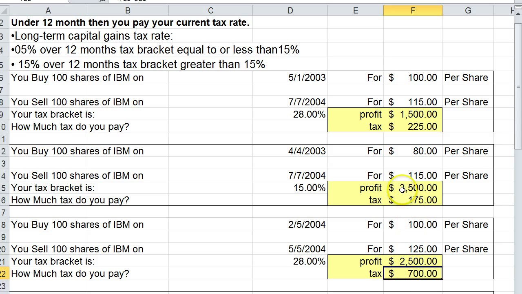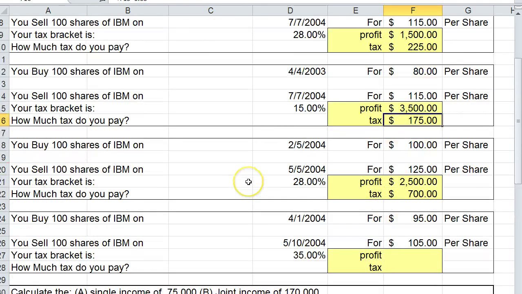Well, here I made much more and only paid $175 in taxes. So this is why we pay attention to taxes and how it can make a big difference in the profits we keep when we're trading.